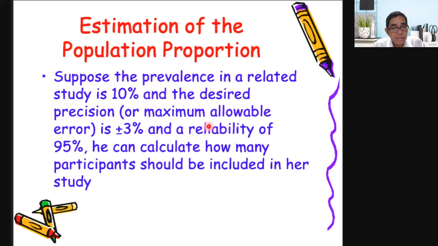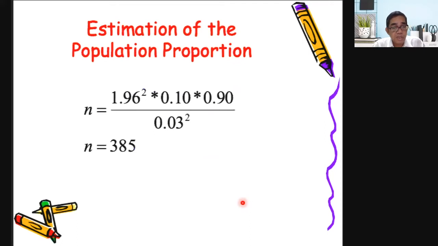Suppose the prevalence in a related study of zinc deficiency is 10%, and the desired precision, or the maximum allowable error, is plus or minus 3%, and a reliability of 95%. She can calculate how many participants should be included in her study. And so, using now the formula, the sample size is calculated.